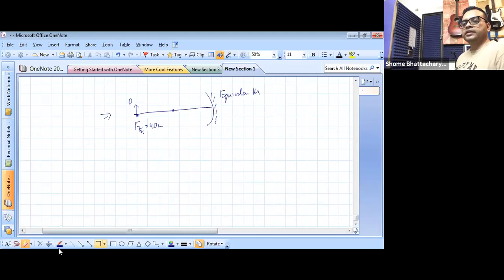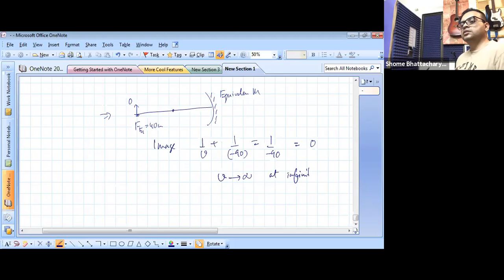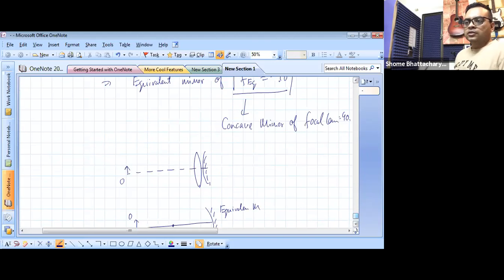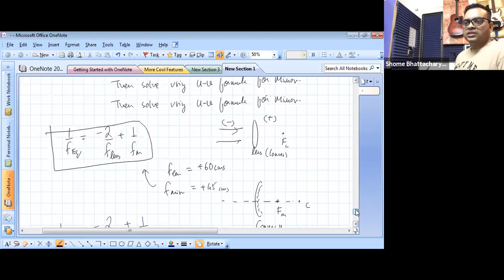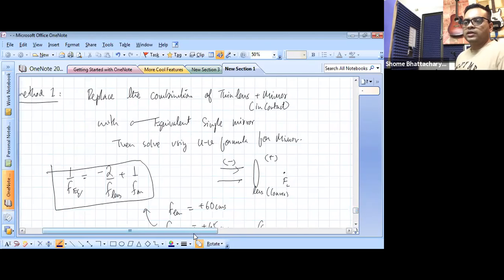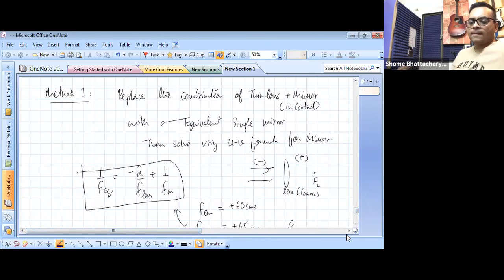So you will see that we will get image at infinity in this case. If we had taken something else, it would have been something else. So this is the way of doing the question directly. Now we'll also see the second method where we can solve it one event at a time. But first note this down and understand the full application of sign convention and everything else.